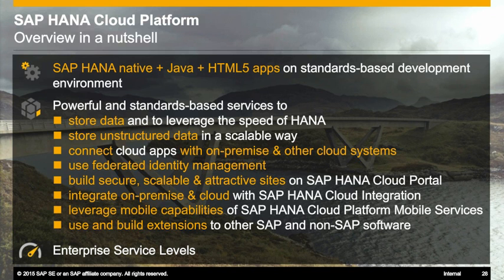You can connect very easily your cloud applications on HANA Cloud Platform with on-premise and other cloud systems, use the federated identity management, and then use the extended services like the HANA Cloud Portal to create attractive sites, the HANA Cloud Integration, which is the PI, the process integration in the cloud, leverage the mobile capabilities of the HANA Cloud Platform mobile services, and use also the HANA Cloud Platform to build extensions to either SAP or non-SAP software and provide it in the cloud, and all of that along with enterprise service levels.